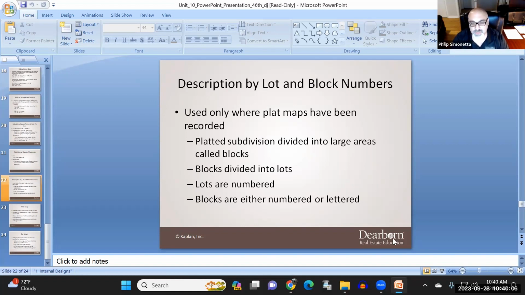Again, this is used only where plat maps have been recorded. It's a platted subdivision and it's divided into large areas called blocks. Blocks are divided into lots and lots are numbered. Blocks can be either numbered or lettered.